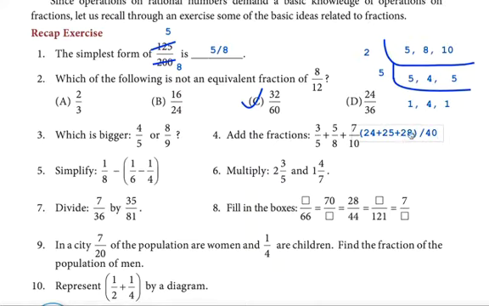Okay, what is 24 plus 25 plus 28? 77. So 77 by 40, that is the answer. Okay, 77 divided by 40.